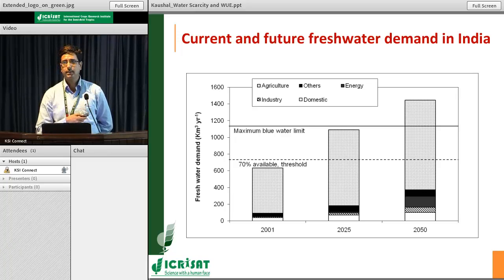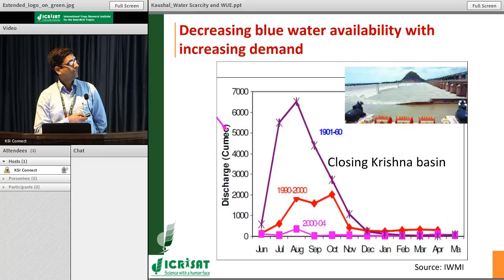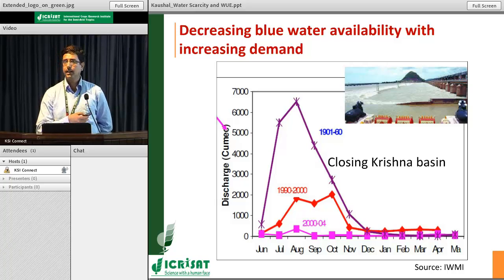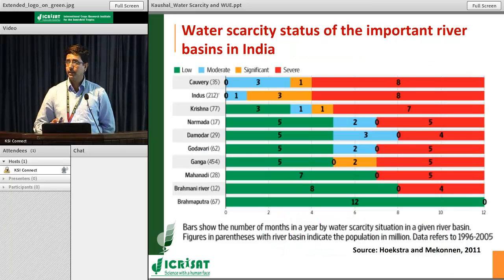This is another case, of river water use. If we look at the outflow going to the sea, this was the case from 1901 to 1960, when this much water was going to the sea. Now the situation in 2000 to 2004 shows that almost whatever water we had in the river basin is harvested. So there is not much water left for further harvest.